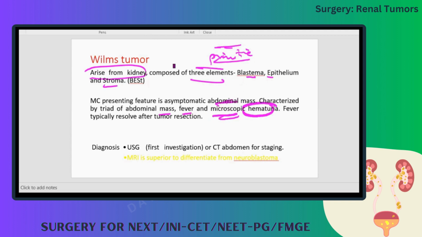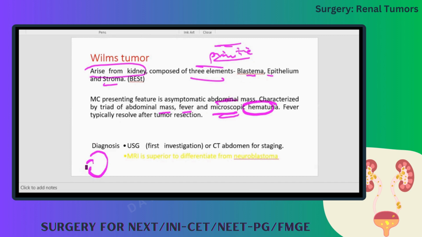There will not be any gross hematuria, because what happens is the collecting system is normal most of the times. Suppose this is the kidney, this is the collecting system. Only the tumor is exophytic most of the times. So the collecting system is not involved. So only microscopic hematuria is seen.